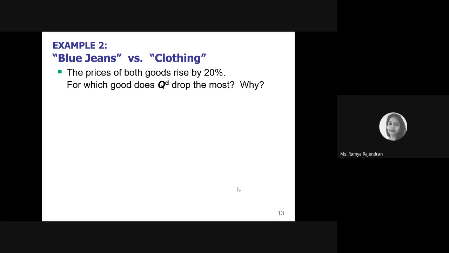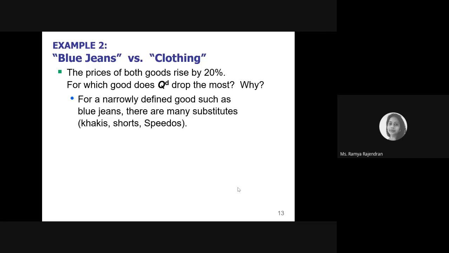If the jeans price increases, maybe we can just shift to substitute items like khakis, shorts, or speedos. Whereas if you just say clothing, all the clothing items' prices increase by 20%, irrespective of whether it's shorts or blue jeans or formal pants or frocks, whatever it is. We can stop buying it, right? Because we have to wear clothes.